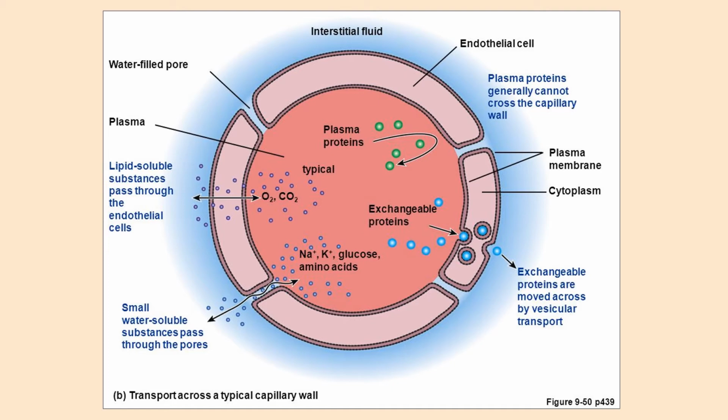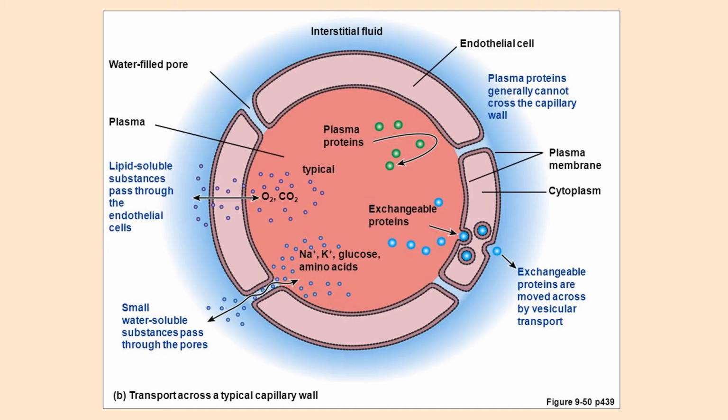So in the upper right corner, we see in blue, it says plasma proteins generally cannot cross the capillary wall. This is due to their size. So proteins are relatively large molecules, and anything that's the size of a protein or larger cannot fit through what's shown here as a water-filled pore or an intercellular cleft. They're too big.